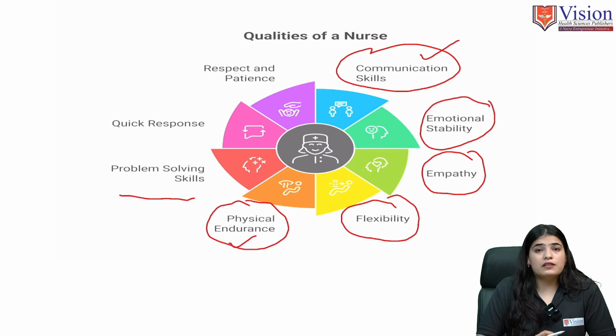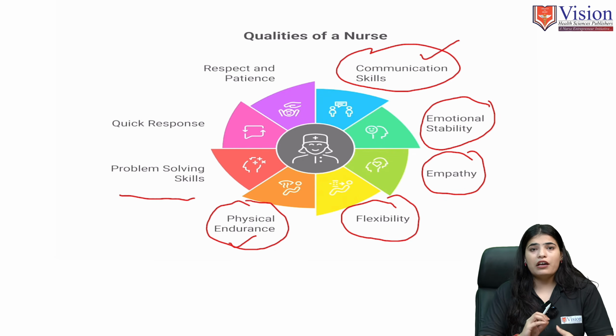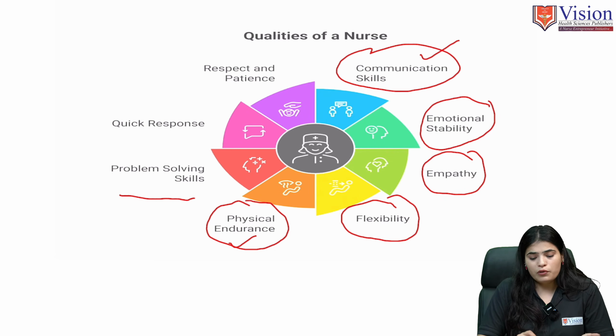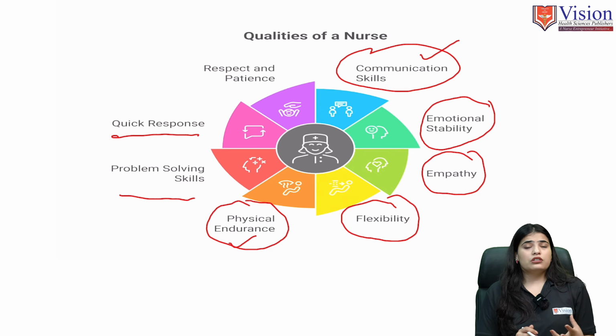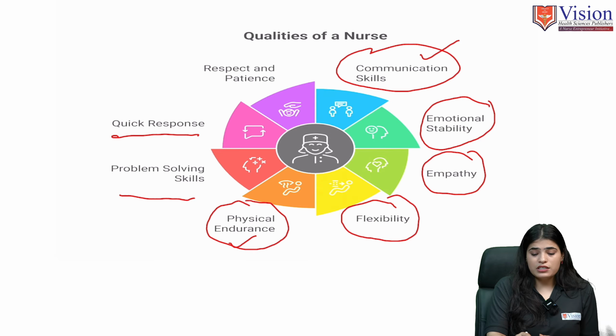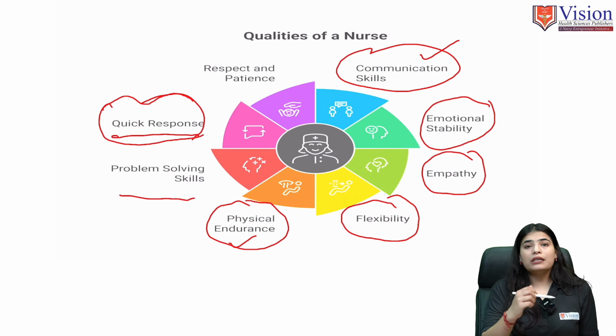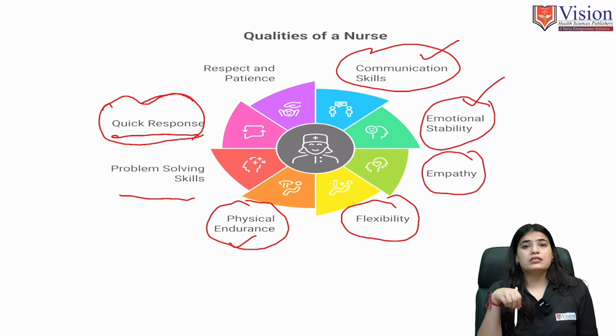Another one is problem solving skill. Nurses should have problem solving skill, critical thinking, and fine judgment so that they can solve a problem immediately and help the patient in their problem solving process. Next is quick response. As we know, nurses are not only working in general wards or surgical wards, they are also working in the OT, in the emergency areas, in the disaster areas. So nurses should have a quick response. They should quickly analyze the situation and quickly respond to that situation calmly without being influenced by their emotions at that time.